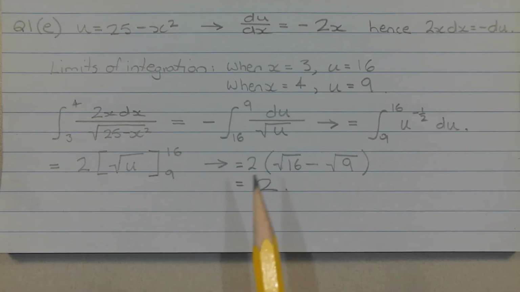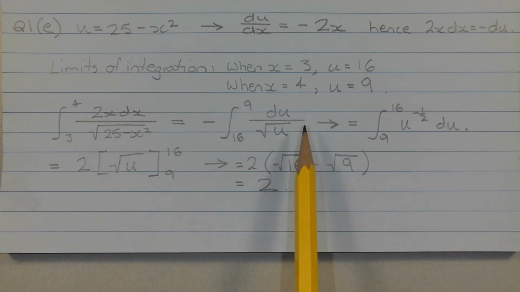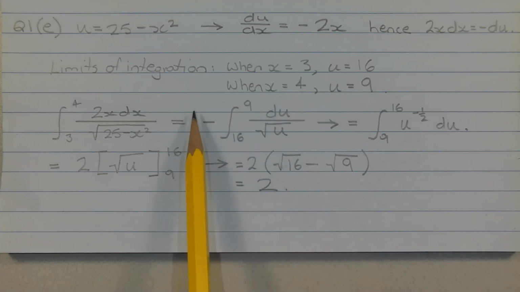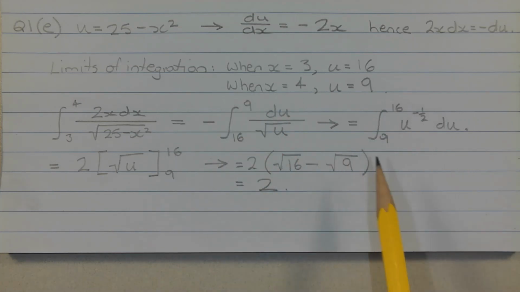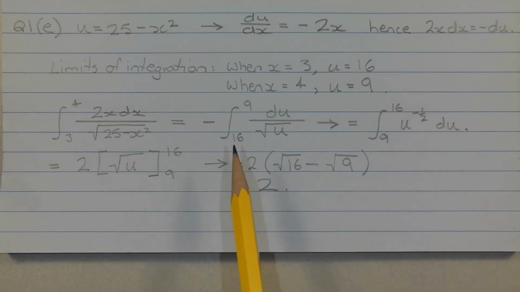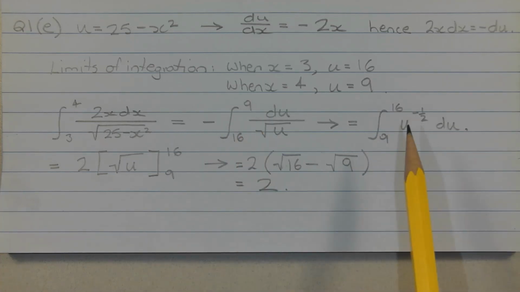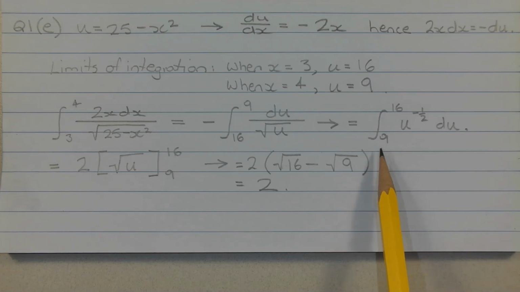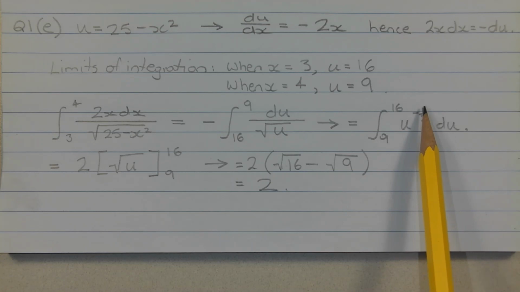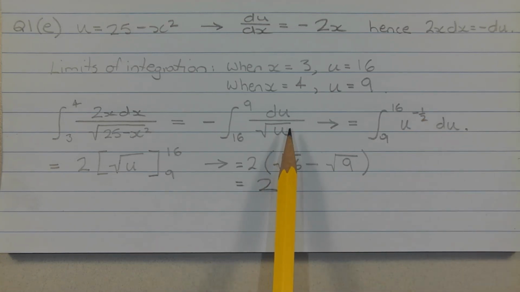And we can fix that by multiplying the entire integral by negative 1, which turns the negative integral into a positive integral, but we compensate for that by swapping the limits of integration. So this negative integral becomes a positive integral, but the limits are from 9 to 16 rather than from 16 to 9. So the integral now is the integral from u equals 9 to u equals 16 of u to the power of negative 1 over 2 du. Notice that I changed the square root into its equivalent using index notation.